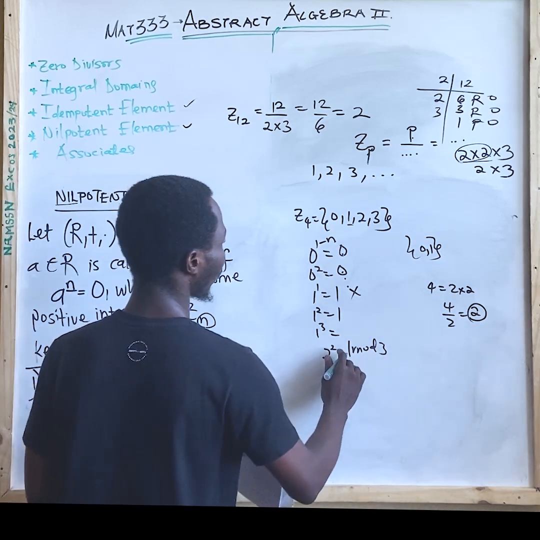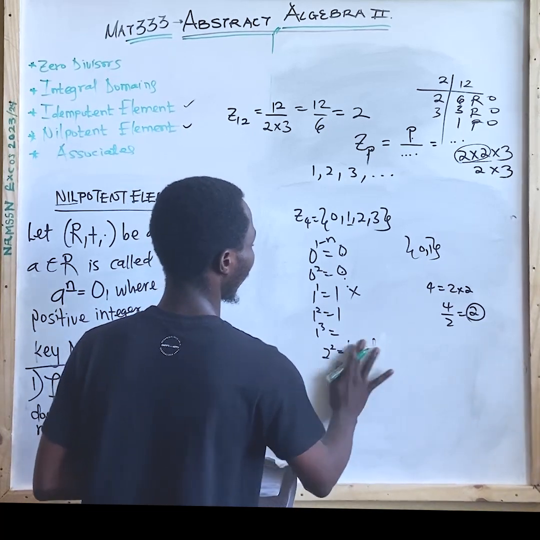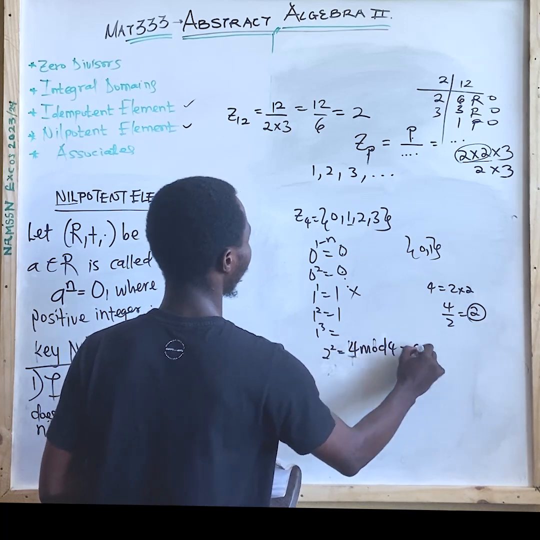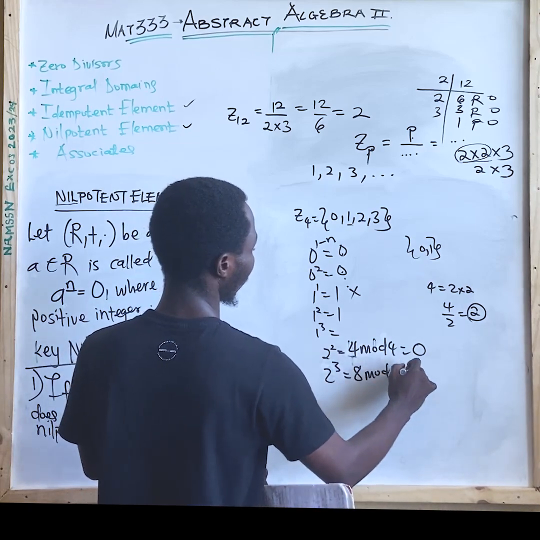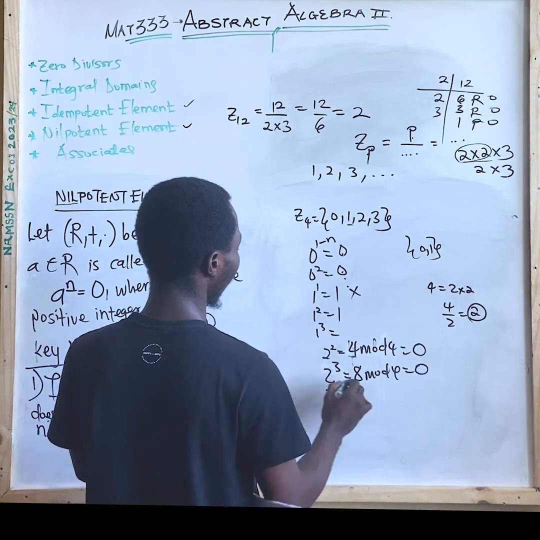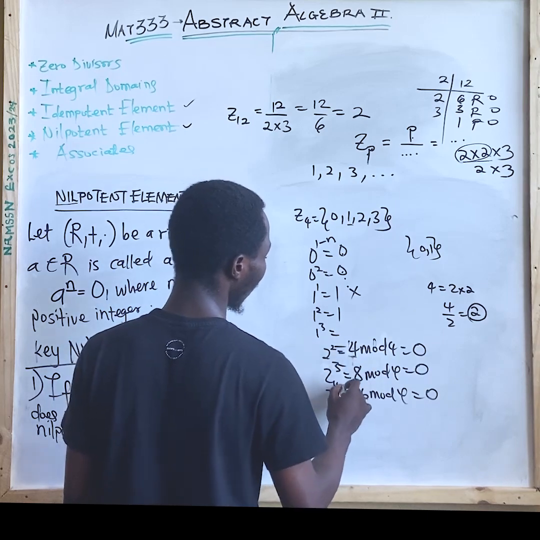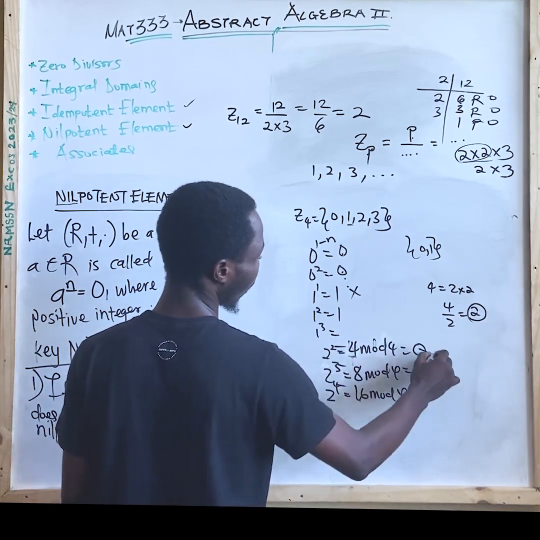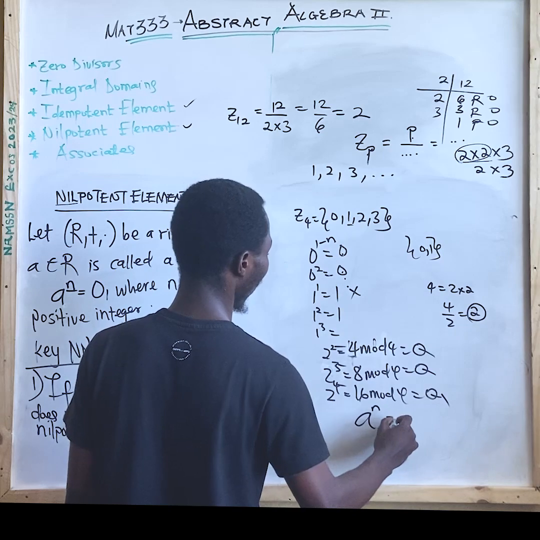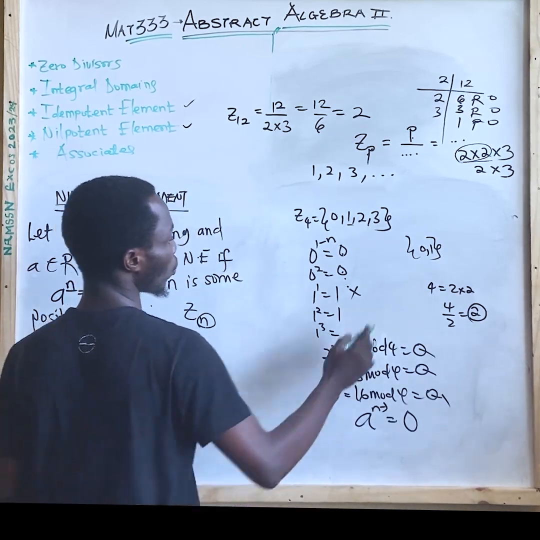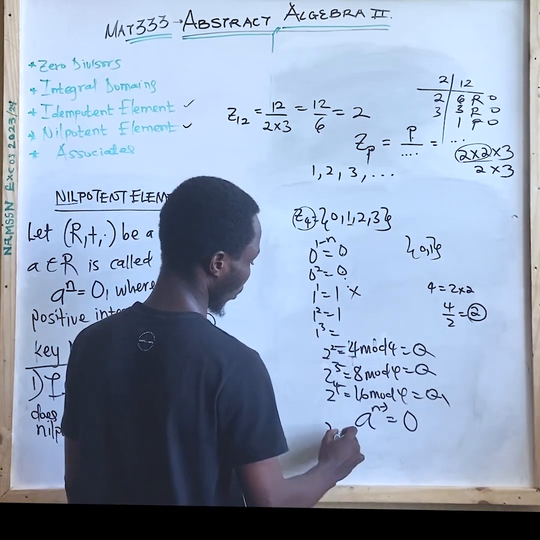2 raised to power 2 is 4, so I'm working in mod 4. 4 in mod 4 is 0. 2 raised to power 3 is 8. 8 in mod 4 is 0. 2 raised to power 4 is 16. 16 in mod 4 is 0. So if I keep on raising this to some positive integer n, I find out that I'm getting 0. So it basically follows that rule: A raised to power n equals 0, where n is some positive integer. So my nilpotent elements in Z4 are 0 and 2.